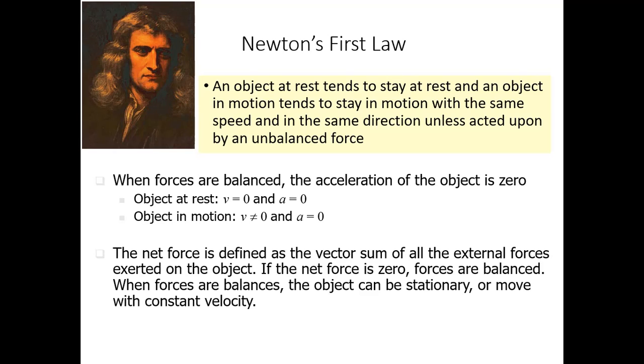Now see here, when forces are balanced, the acceleration of the object is zero. So for an object at rest, v equals 0 and a equals 0. Now for an object in motion, v is not equal to 0 and at that time a is not equal to 0. The net force is defined as the vector sum of all the external forces exerted on the object. If the net force is 0, the forces are balanced. When forces are balanced, the object can be stationary or move with constant velocity.